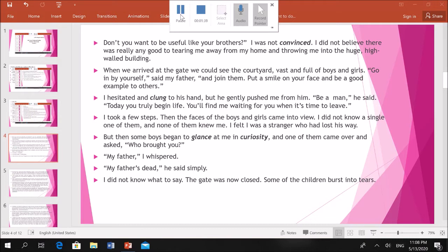I hesitated and clung to his hand, but he gently pushed me from him. Be a man, he said. The boy said that he hesitated and he was afraid to go to school, actually, but his father pushed him gently and tells him, be a man.